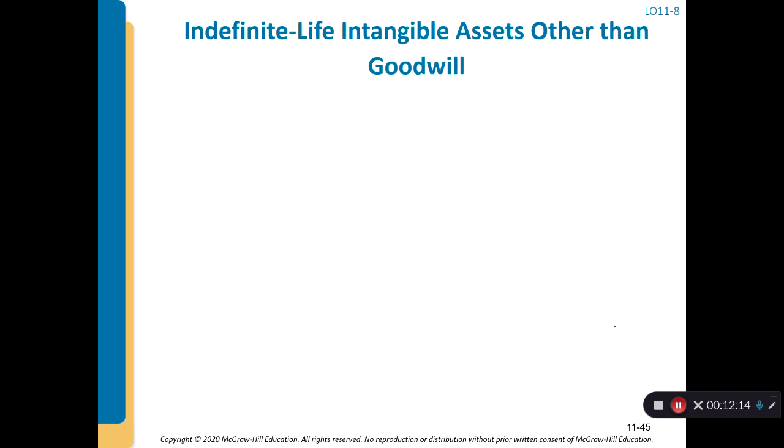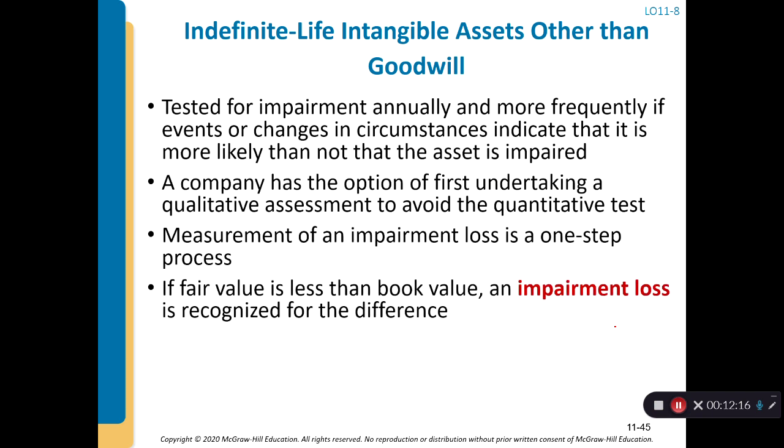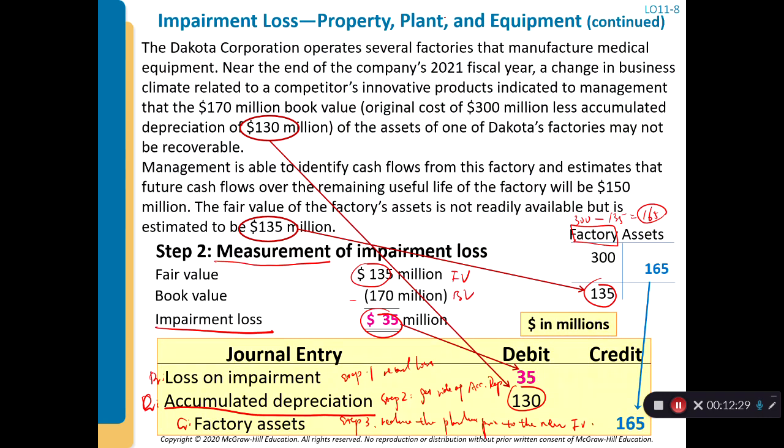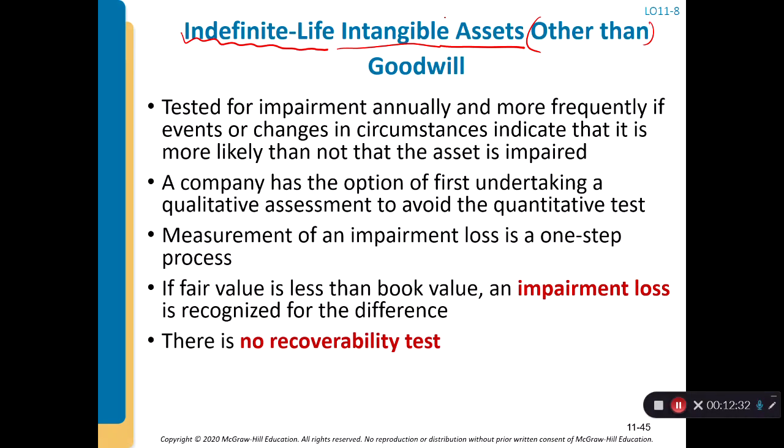Okay. And then let's look at the case where we have an indefinite life intangible asset rather than goodwill. We talked about tangible assets with a definite life, like PPE, where we treat it as a recoverability test. And what if we have indefinite life intangible assets, such as trademarks? So what do we do?